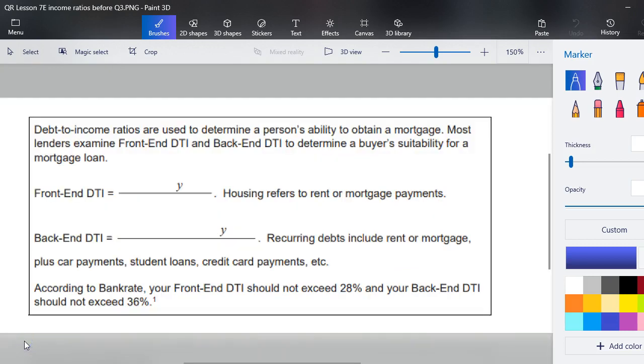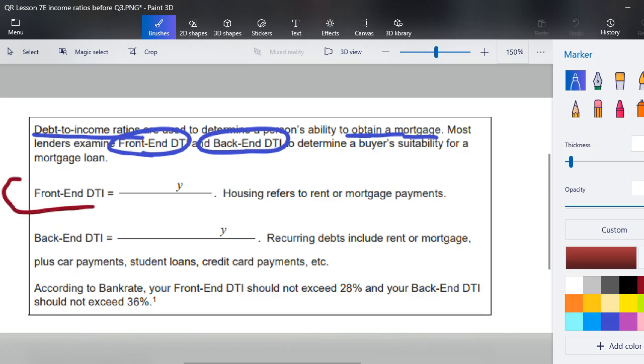Looking at this information, it is information you will need to memorize for our next test. There are some pieces and parts missing, and that'll give us a chance to fill in some blanks. But beginning at the top, debt to income ratios are used to determine a person's ability to obtain a mortgage. Most lenders examine front end and back end DTI to determine a buyer's suitability for a mortgage loan.